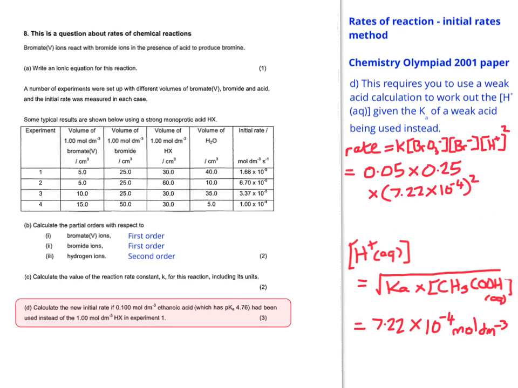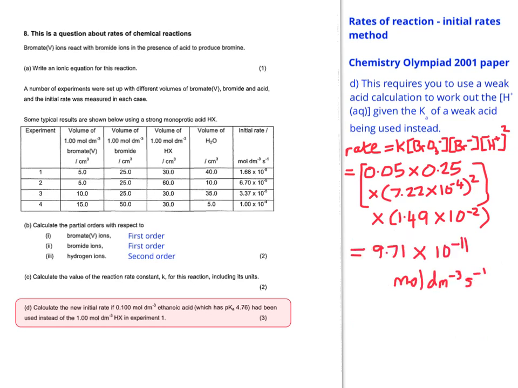So using our values for the concentrations we'd worked out earlier, I'm putting in 0.05 for my bromate, 0.25 for my bromide, and this time I'm putting in 7.22 times 10 to the minus 4 squared. So all of that together, multiplied by K, which was 1.49 times 10 to the minus 2, that gives you 9.71 times 10 to the minus 11 moles per decimeter to the minus 3 seconds to the minus 1.